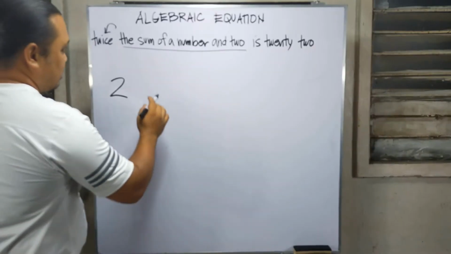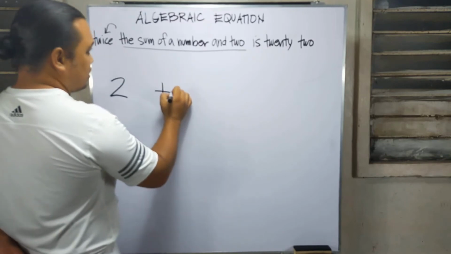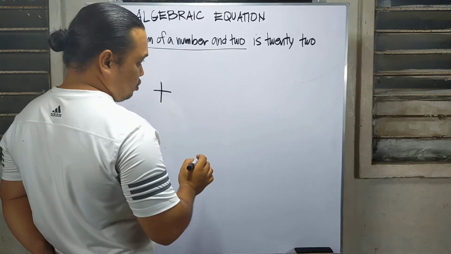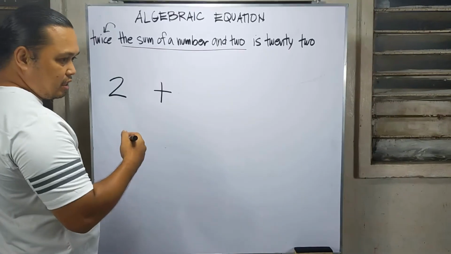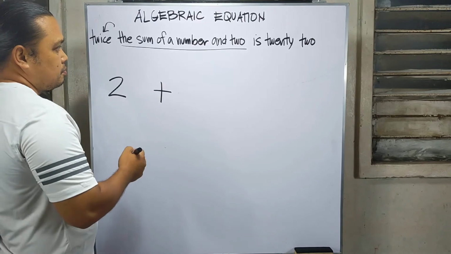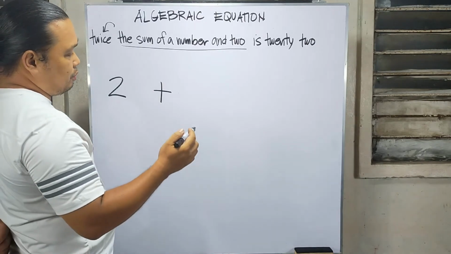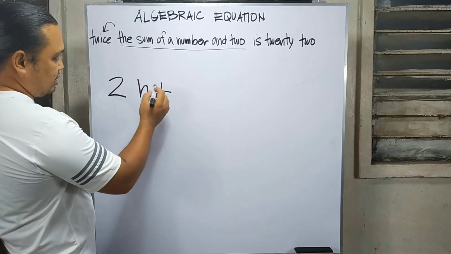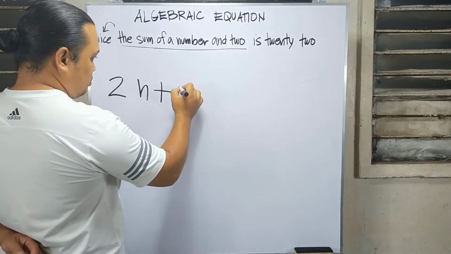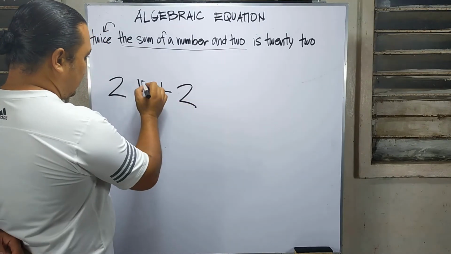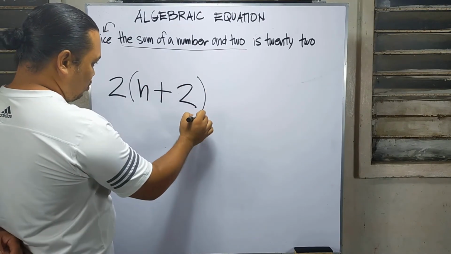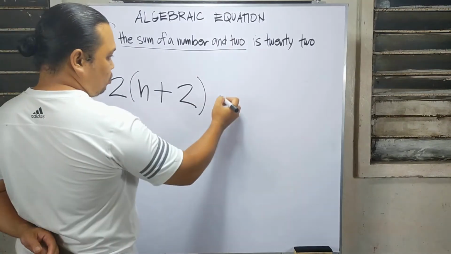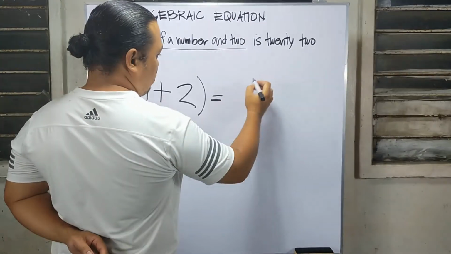Sum here is addition. A number is our variable. That is, we don't know what value that is. Let's just assign that a particular letter, for example, maybe n. Okay, and here's our number, n and 2. That will be n plus 2, and this n plus 2, that's the sum, will be doubled, that is, times 2. Now in this case is equals, and 22 for our answer.